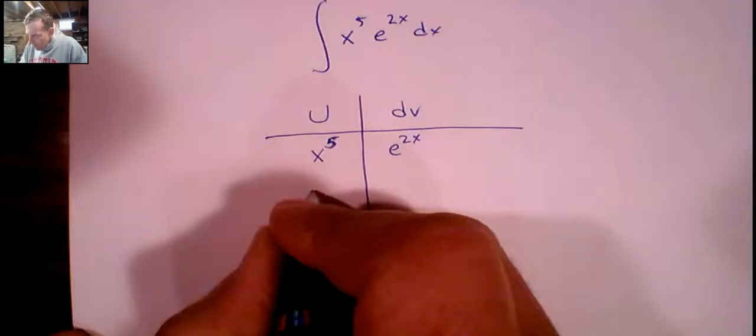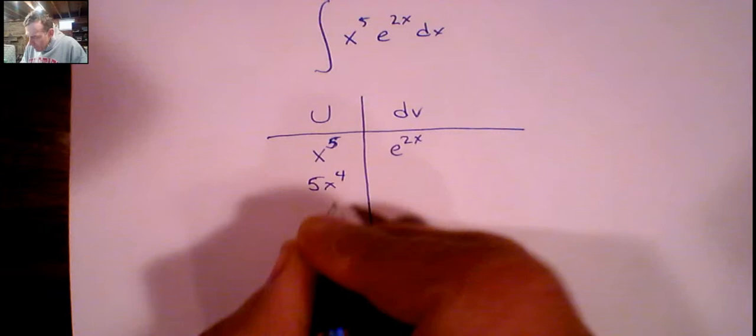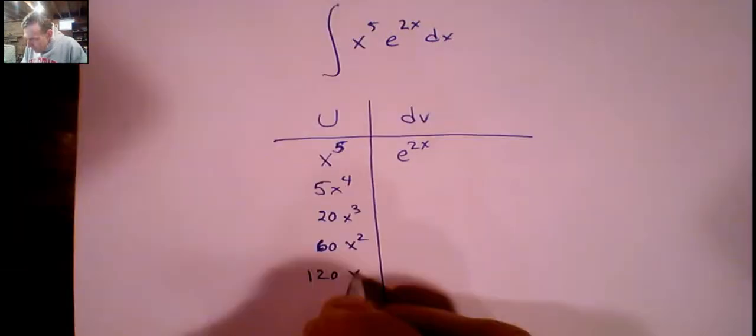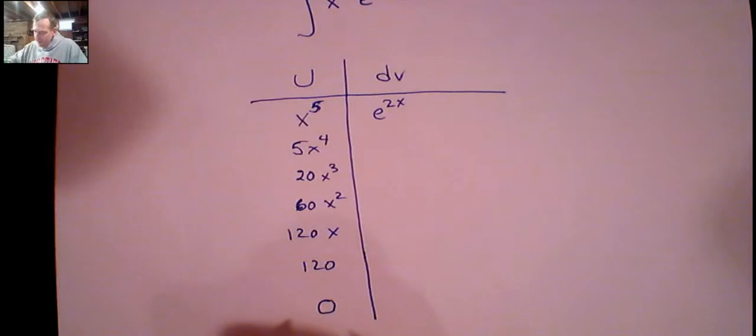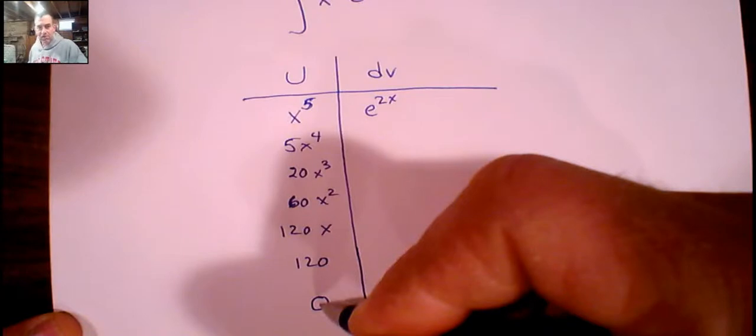So x to the 5th, I'm going to have to differentiate this thing 5 times. We go down, and the derivative of x to the 5th is 5x to the 4th, and then you get 20x cubed, and then 60x squared, 120x, 120. Okay, I lied to you. We keep going until we get 0 in the u column. So I do one extra. Even though I only have to do it 5 times, 1, 2, 3, 4, 5, I go all the way till I get a 0. So these are all derivatives.